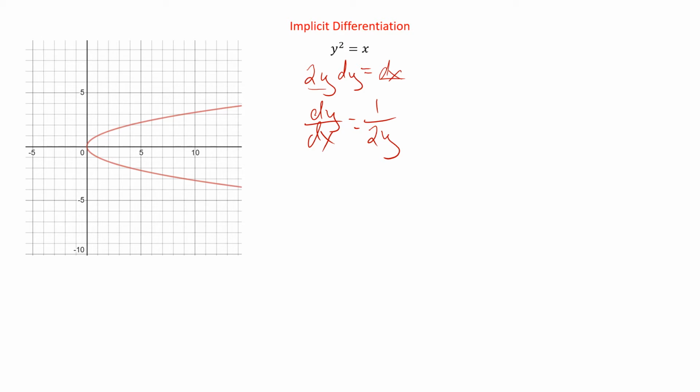We can find the derivative at a given point. Now, this isn't when x equals something, because here there are a couple values when x equals something. So we have to actually pick a specific point, like the point (4, 2). We could find the derivative at the point (4, 2). Now, first thing we want to do is check to make sure (4, 2) is actually a point on the graph. Yes, it is.